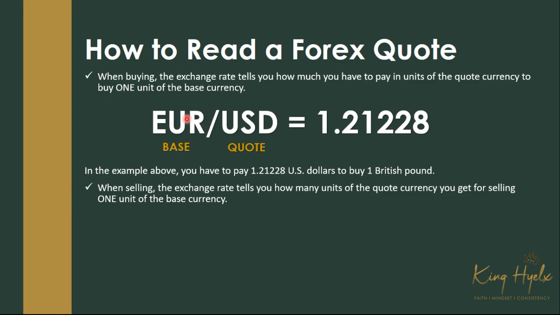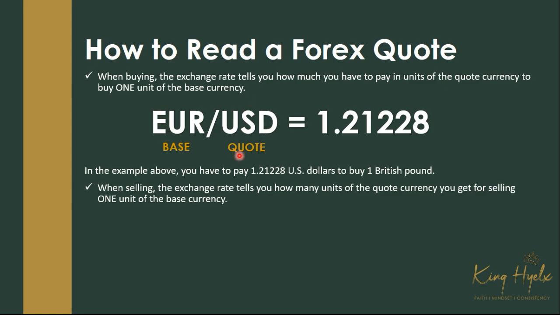Let's go back. When buying, this exchange rate tells you how much you have to pay, how many United States dollars you have to pay, because we have established the base currency is always 1. So it tells you how much you have to pay in units of the quote currency to get the base currency, how many United States dollars you have to pay to get €1, because now you want to buy euro.